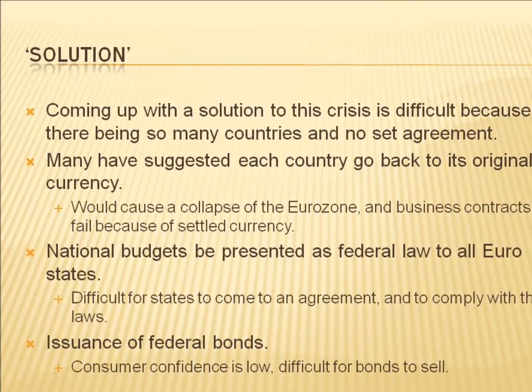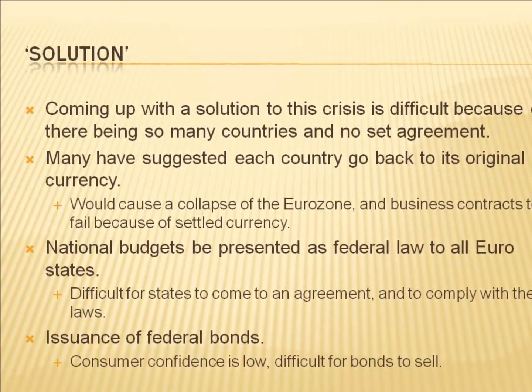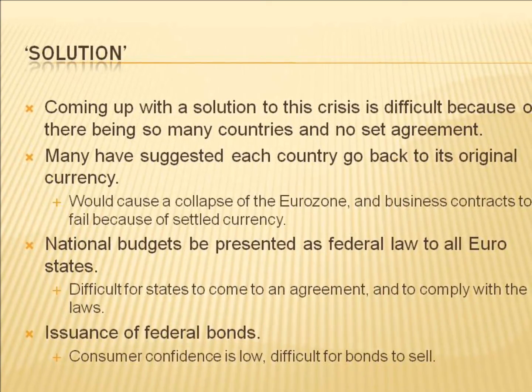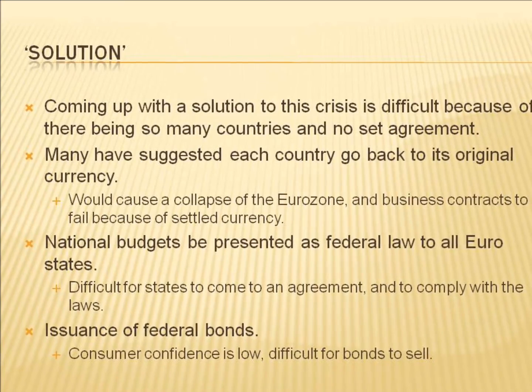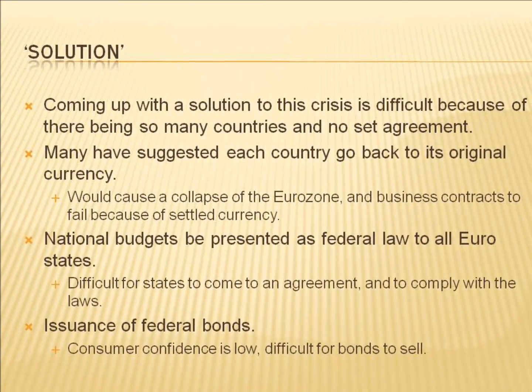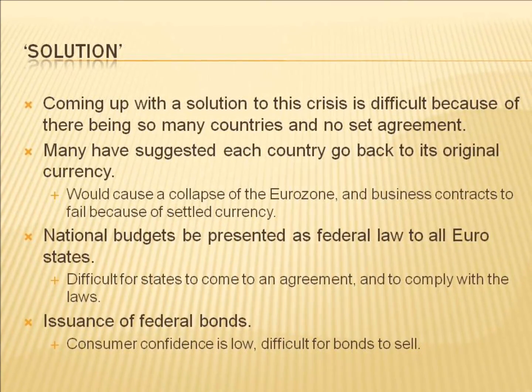Others suggested national budgets be presented as federal law to all Euro states. This would be difficult for the states to come up with an agreement and to comply with the laws. The issuance of federal bonds has been something that they've been trying, yet consumer confidence is low, and so it is difficult for the bonds to sell.